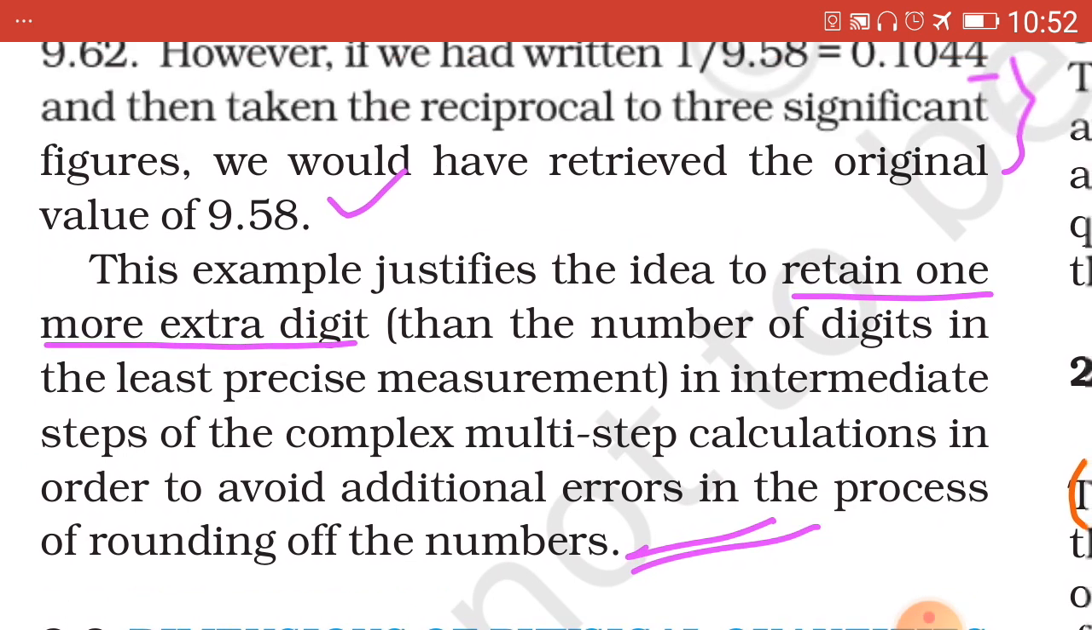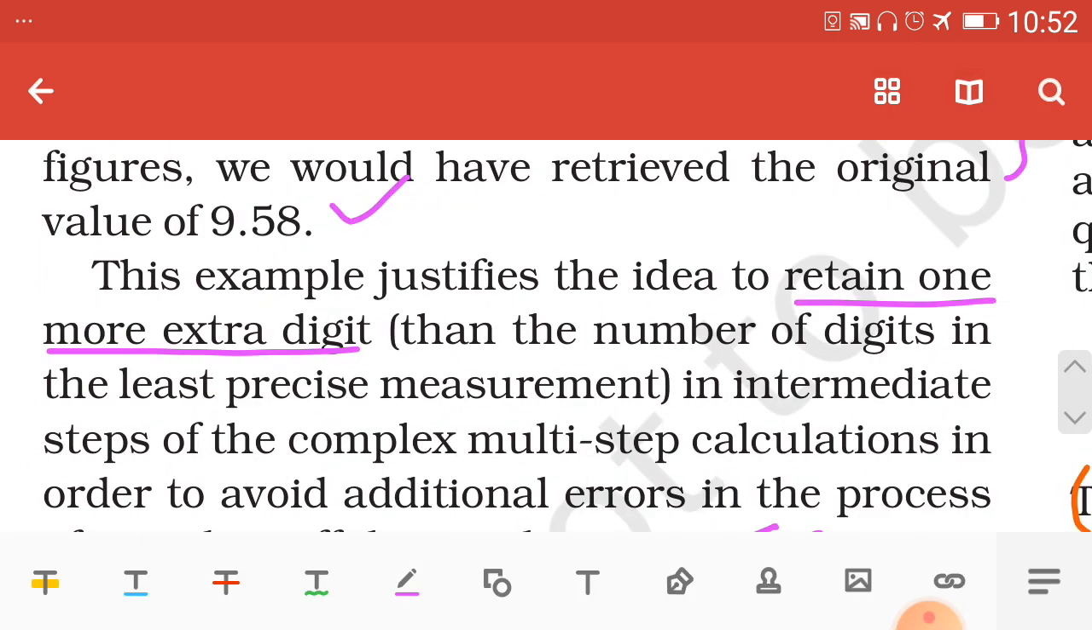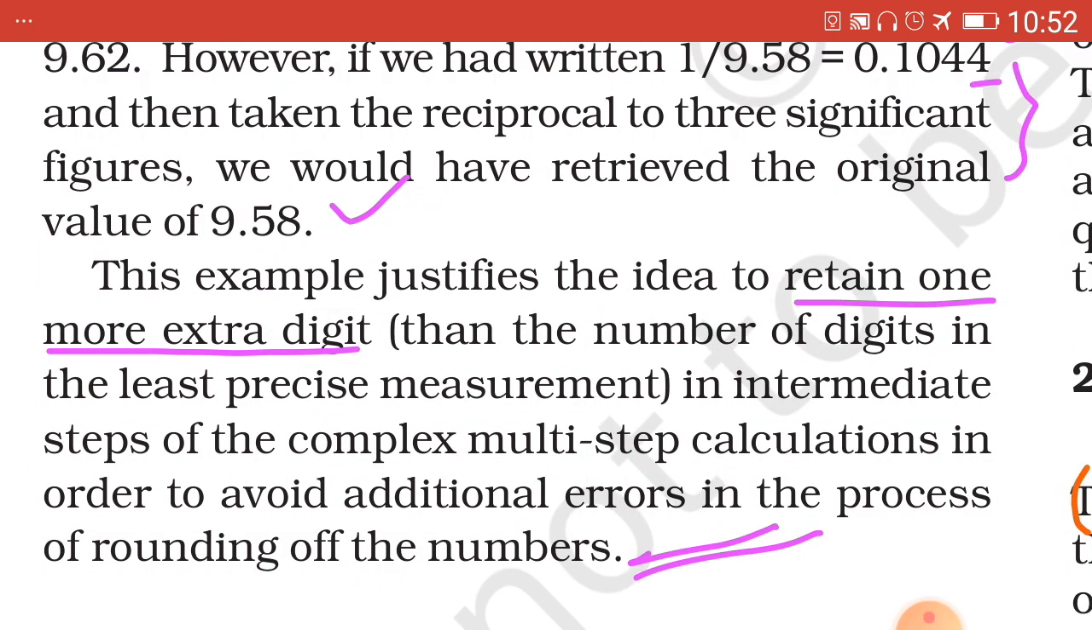In short, you have to retain one more extra digit in the case of complex multi-step calculations. In the case of complex multi-step calculations, we should retain one more extra digit.